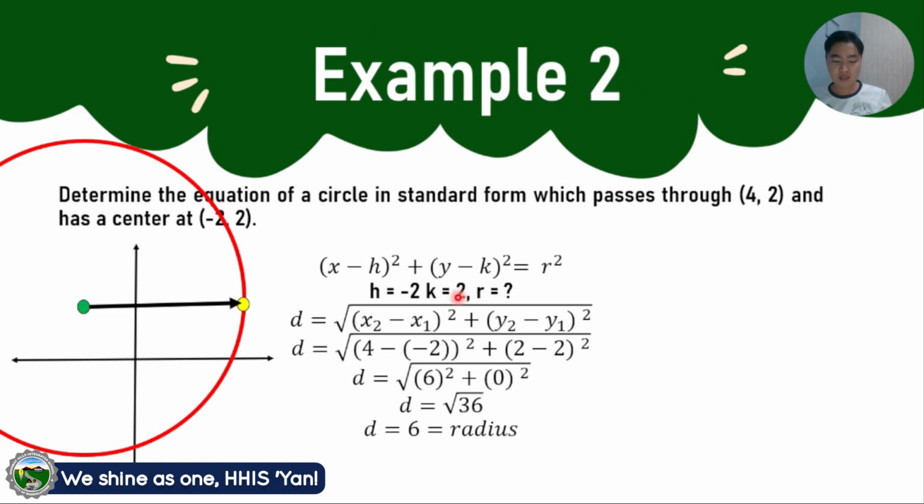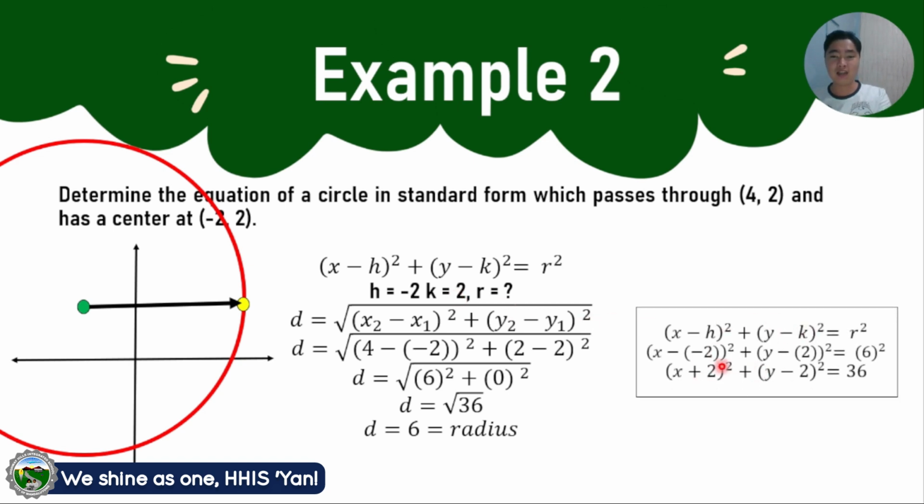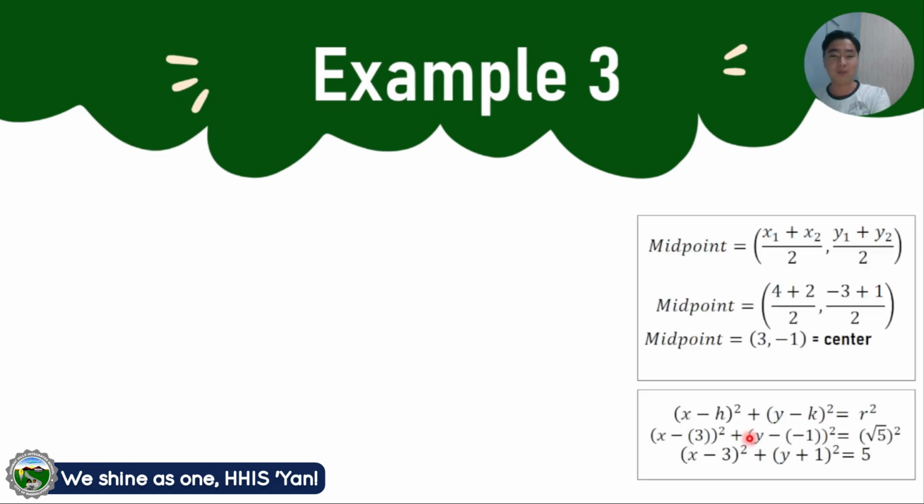So in this case, pwede na nating isalpak yan sa ating center radius form or sa standard form. So pag sinalpak natin yan, the final result would be the quantity of x plus 2 squared plus the quantity of y minus 2 squared, which is equal to 36. O bakit na siya nag-equal sa 36? Kasi nga po, 6 squared, that is the radius that we have solved. And so that is 36. Okay? So let's move on to our next example.